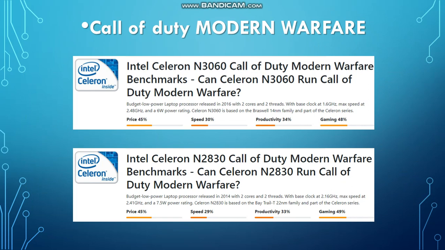For the Intel Celeron N2830 Call of Duty Modern Warfare benchmark, it is a low-budget low-power laptop processor released in 2014 with 2 cores and 2 threads, a base clock of 2.1 GHz, max speed of 2.41 GHz, and a 7.5 watts power rating. The Celeron N2830 is based on the Bay Trail 22 nm family and is part of the Celeron series. The price is 45%, speed is 29%, productivity is 33%, and gaming is 49%.